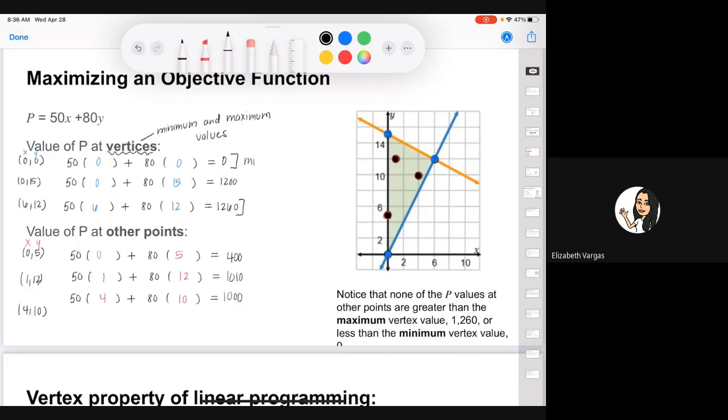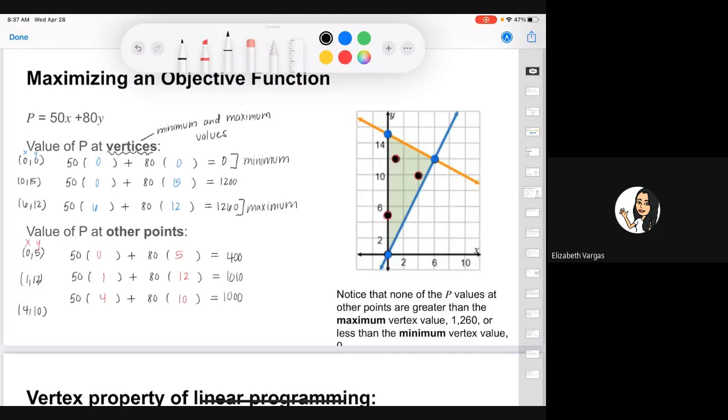So this would represent your minimum. That would tell me that the minimum amount of sofas and chairs that I can create to satisfy all the constraints is 0 chairs and 0 sofas. That's the very minimum. The maximum amount of chairs and sofas I can create and still satisfy all my constraints is 6 chairs and 12 sofas. And that would satisfy all the constraints that we had previously.